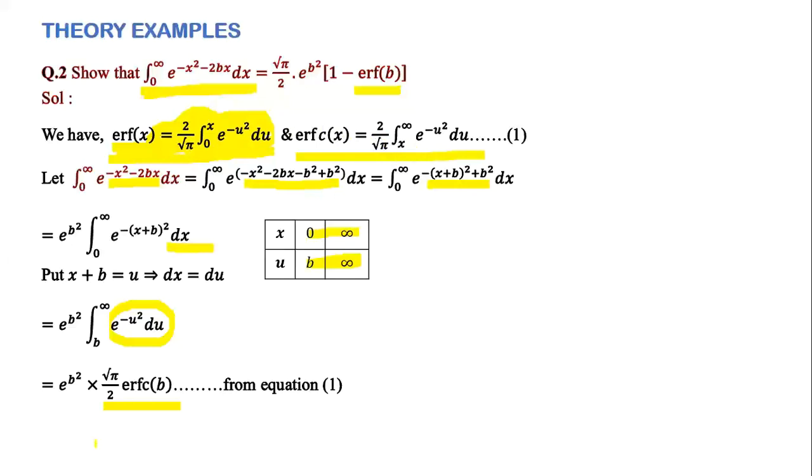But here we want this answer in terms of error function only. So again, use that second property. So this can be written as e raised to b square times root pi by 2 as it is. The value of complement error function of b is equal to 1 minus error function of b. Hence proved our given answer.